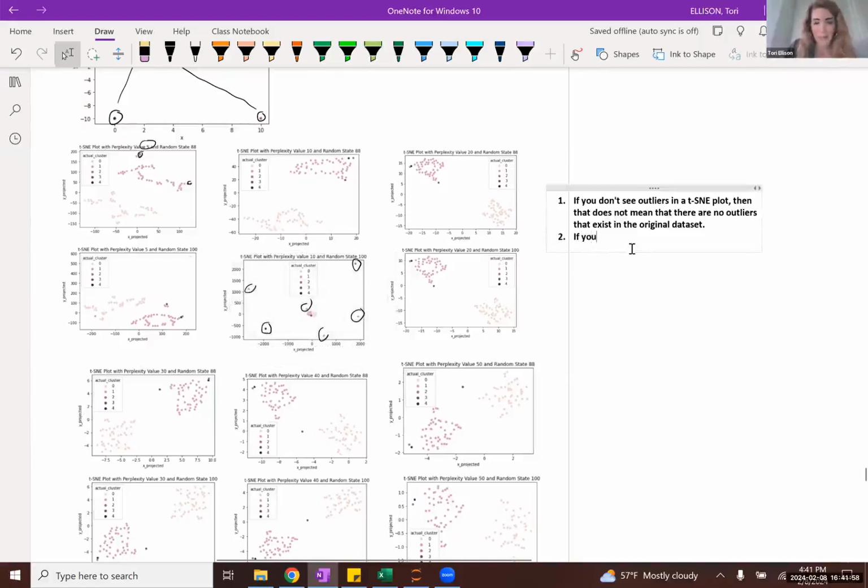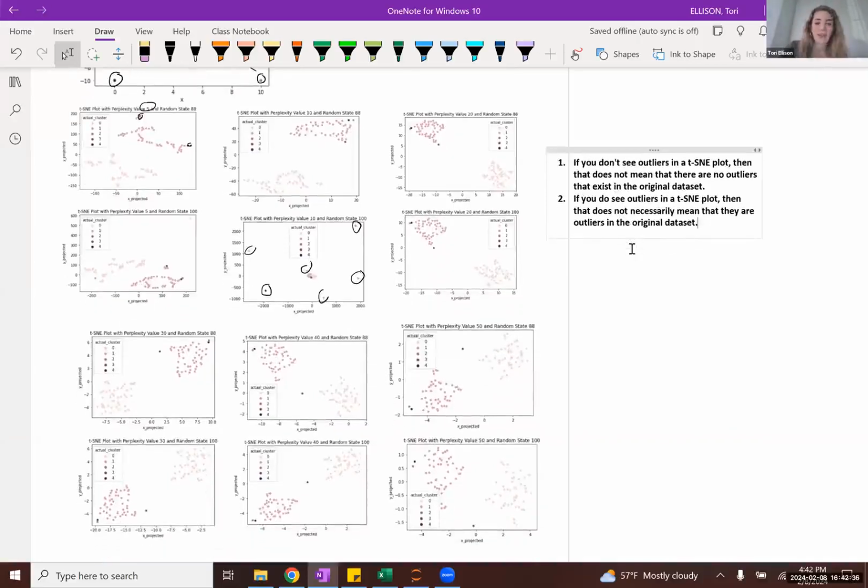And so another key thing to keep in mind is that if you do see outliers in a t-SNE plot, that does not necessarily mean that they are outliers in the original data set. Okay, so the bullet point is, when it comes to t-SNE plots, don't use them to say anything about outliers. You should use other techniques that we're going to discuss in this class. Okay. All right. Questions on that?